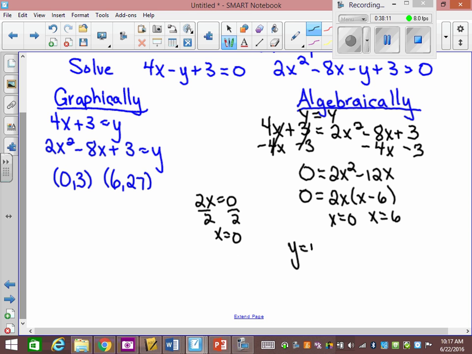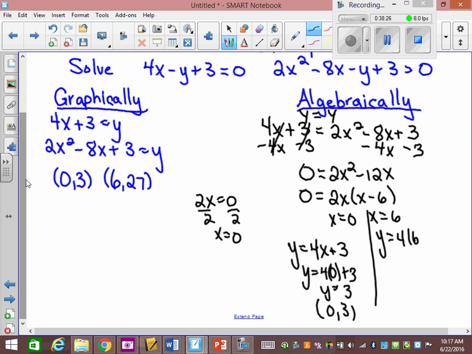So y equals 4x plus 3. So y equals 4 times 0 plus 3. So y equals 3. So my one point is at 0 and 3. Then I'm going to have y equals 4 times 6 plus 3. Y equals 24 plus 3. Y equals 27. And honestly, some people are bad at changing the windows on calculators, and algebraically is even better because you don't have a window to deal with.